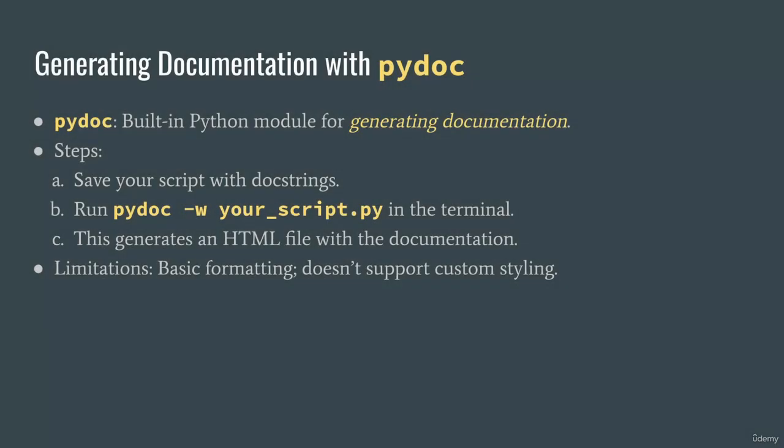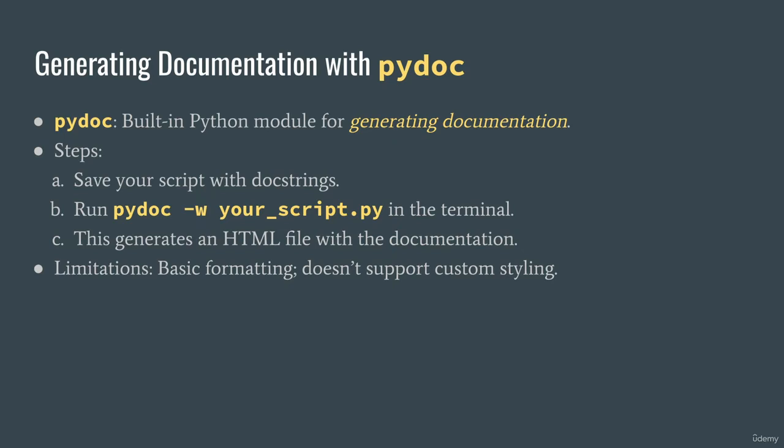To generate documentation for your Python code, you can use the built-in PyDoc module. First, make sure your script contains doc strings. Then, simply run the pydoc command in the terminal. This will generate an HTML file with the documentation extracted from your doc strings.